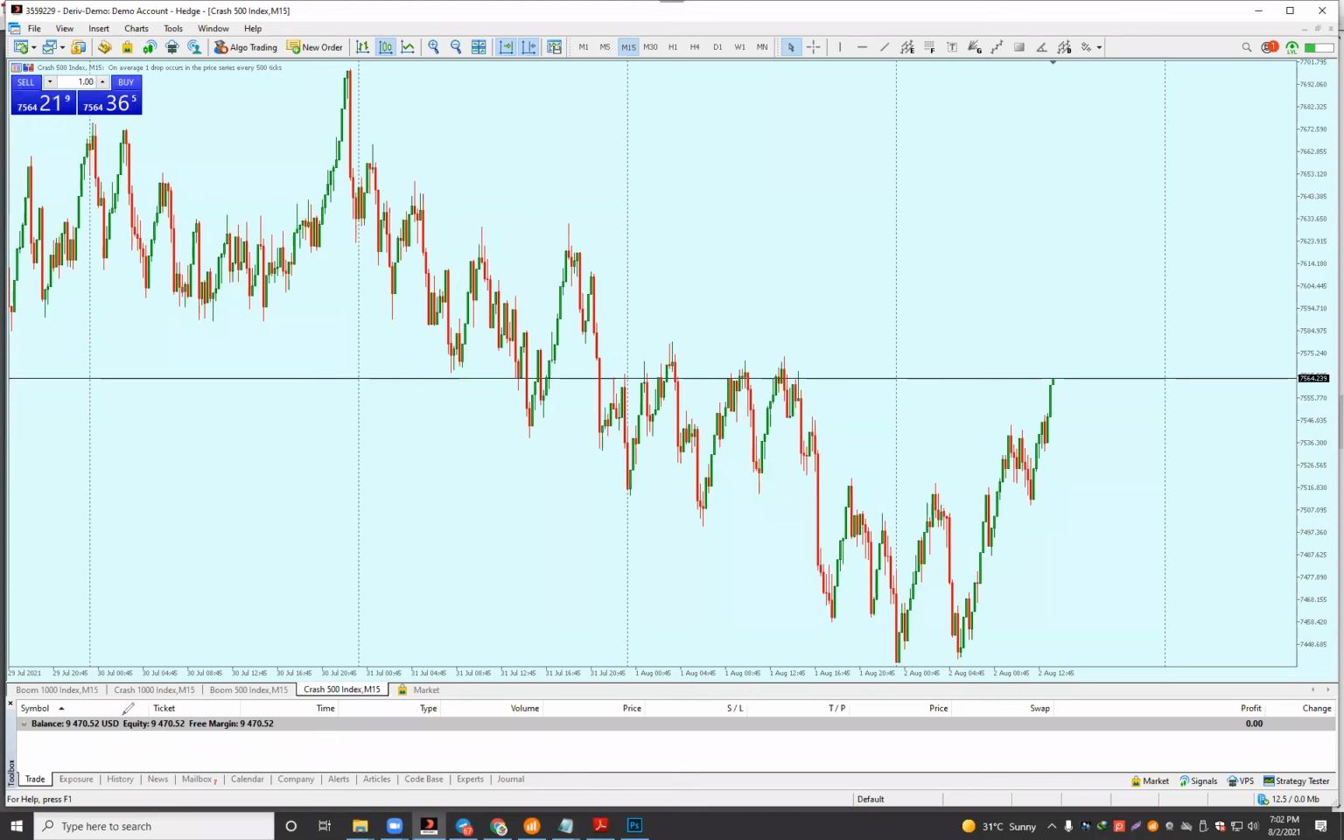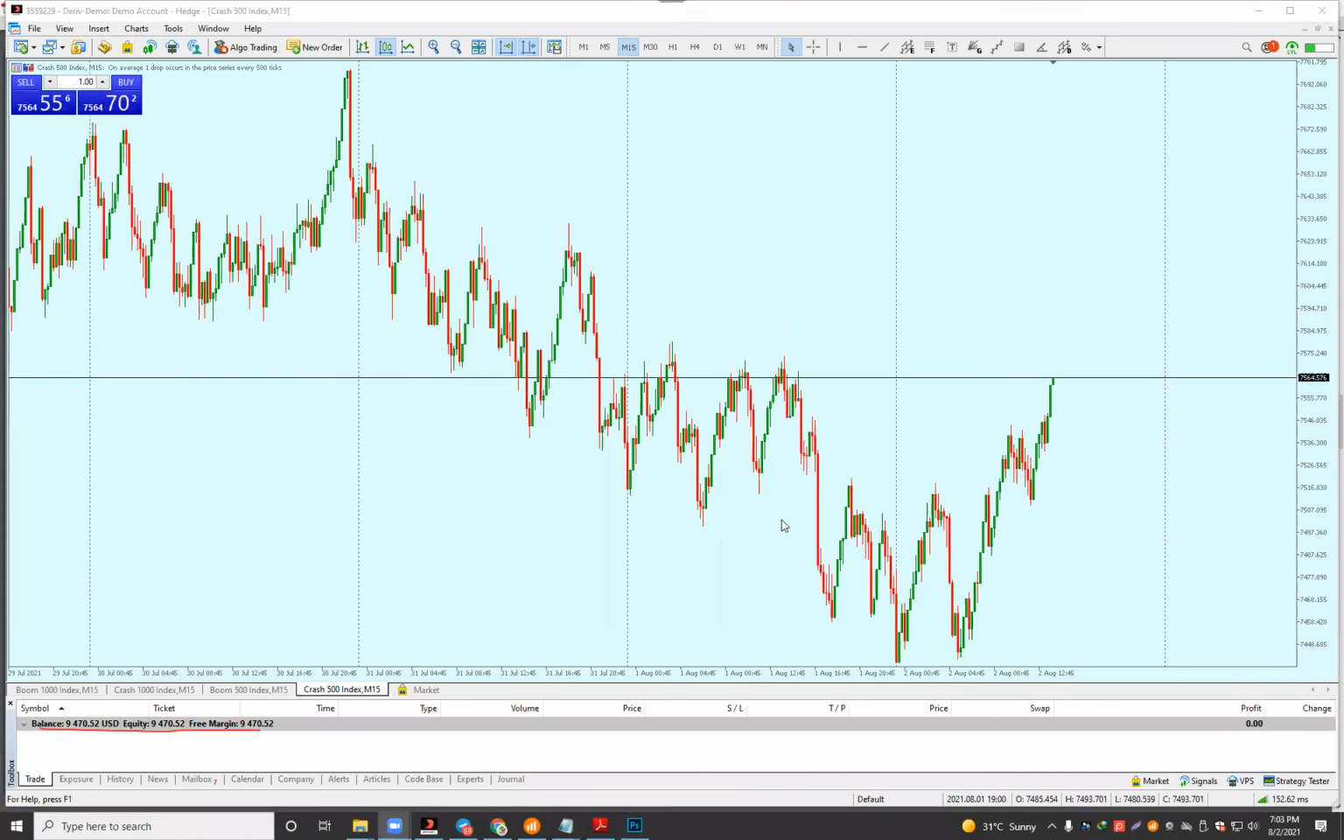After that, this is your equity. Now, when the position is not open, the equity is the same as the balance, right? And free margin is the same, which is your balance. Now, these three values are the same, right?